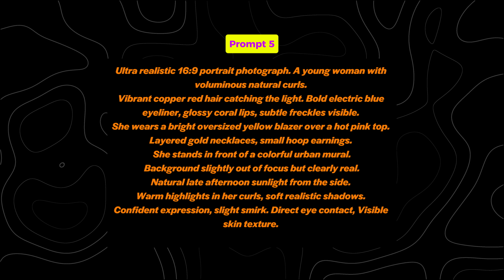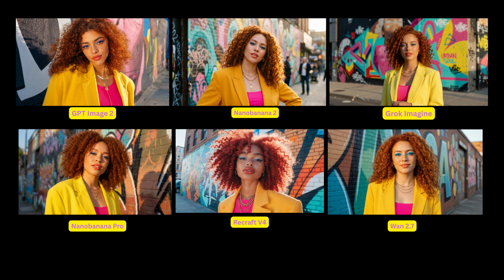This is round 5 and the prompt leveled up. This time it's a street style fashion portrait: woman with curly auburn hair, blue eyeliner, orange lips, yellow blazer, pink top, layered gold necklace, graffiti wall background. Then the last prompt. More details to get right means more ways to fail.